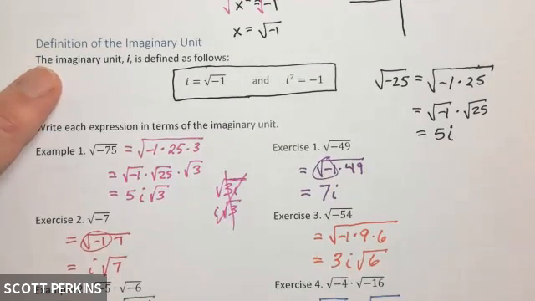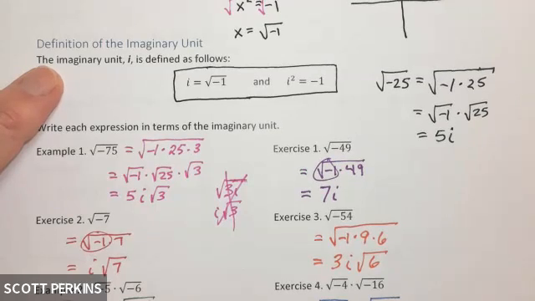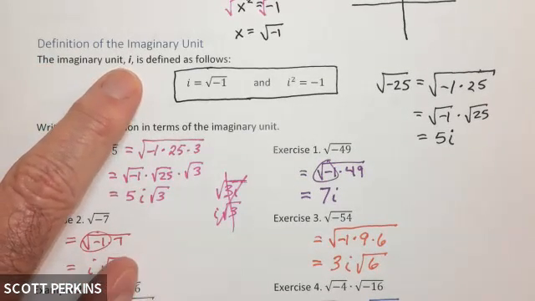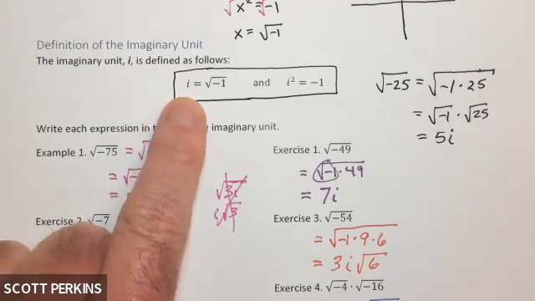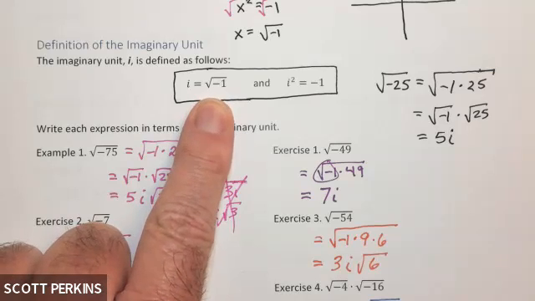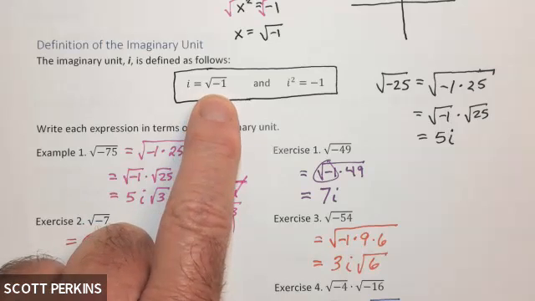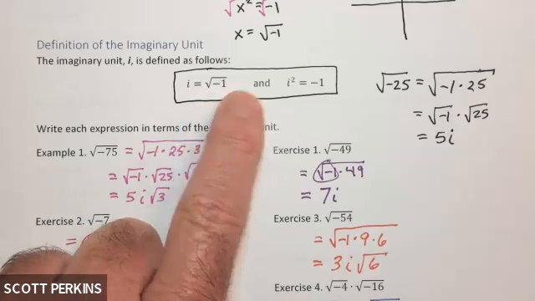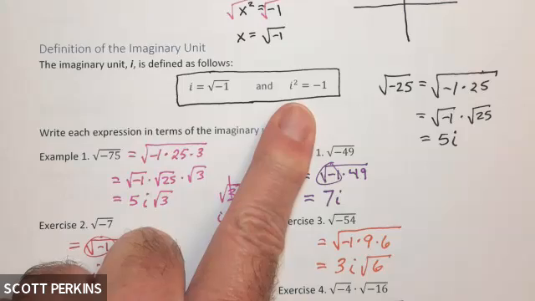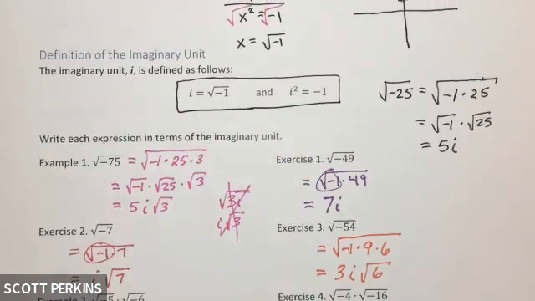Everything we do with this definition is stuff that you hopefully know how to do from introductory algebra or other algebra classes. The imaginary unit, i, is this definition right here: i is the square root of -1. So anytime you see the square root of -1, that becomes your imaginary unit. The corollary, the extension of that definition, is that i squared is equal to -1. Okay, so that is the definition.